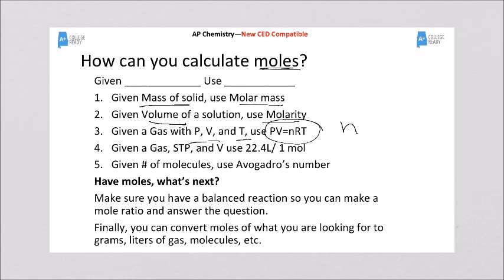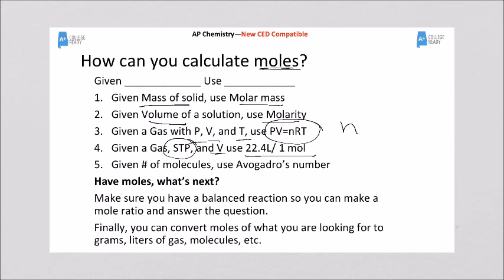The other thing that's a little bit less common but still important is STP, standard temperature and pressure, which is on our formula sheet. Standard temperature is 273 Kelvin, standard pressure is 1 atmosphere, or any amount that equals 1 atmosphere. If we're told we have STP conditions and we're given a volume of a gas, we can use this molar volume relationship. If we're given volume, we'd have to flip this over, divide by 22.4, and then we end up with moles of that gas.